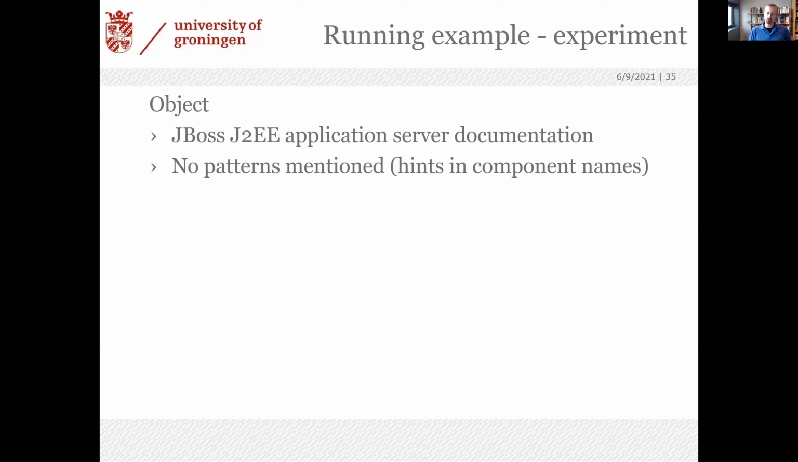The object that we used in our experiment was the JBoss J2EE Enterprise application server. So we gave participants the documentation for this system. This includes a lot of decomposition diagrams and information about interfaces and components and so on. And of course, we did not mention any patterns because that would bias towards the pattern group.